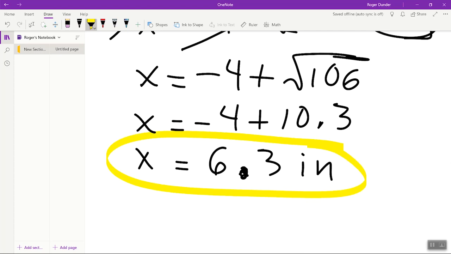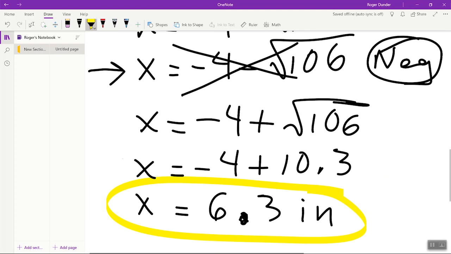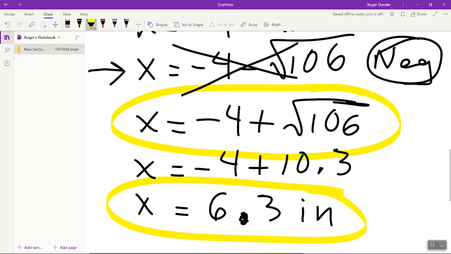Okay. x equals 6.3 inches, or x is equal to -4 plus 6.3. Negative 4 plus the square root of 106. You could also use this one right here. But oftentimes when we are looking for dimensions of a figure, we would give decimal answers. So 6.3 is probably the preferred answer here, because we're dealing with a physical problem where we've measured the length of the sides of this triangle. So giving an answer of 6.3 inches is probably good.